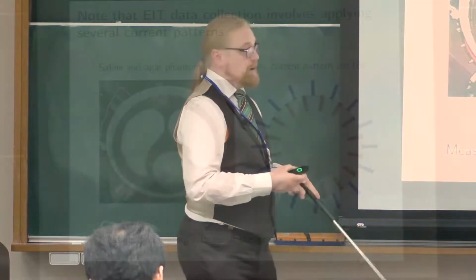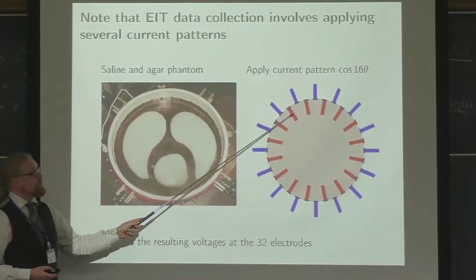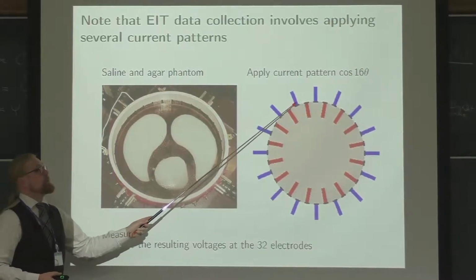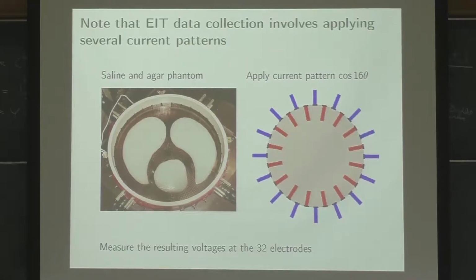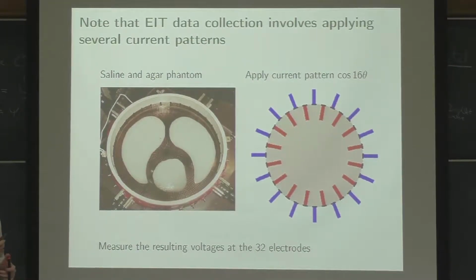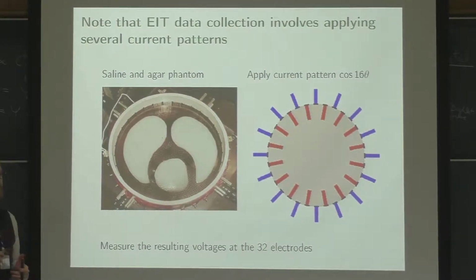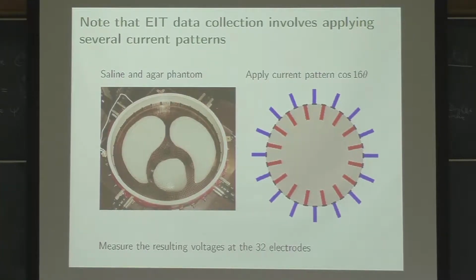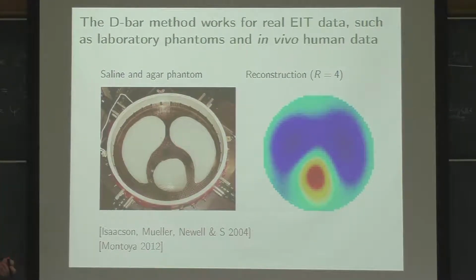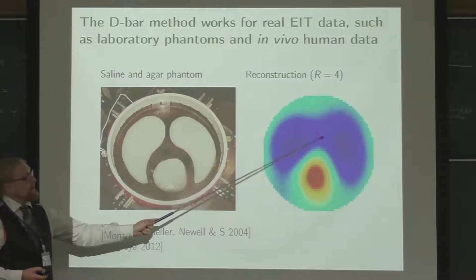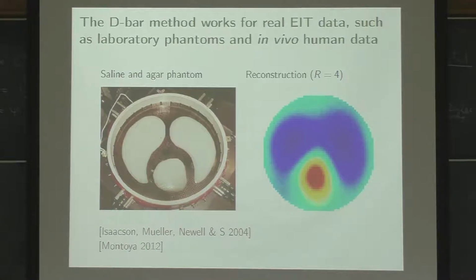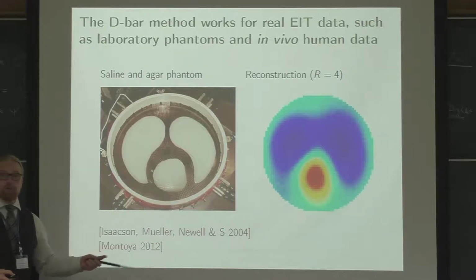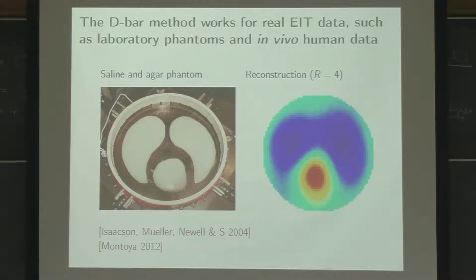And all of this data, the knowledge of which current pattern and the resulting voltages at the electrodes, all of this information is the data. Of course, in some other situations they are different, but here in this talk we think of collecting such data. And then the idea is to calculate a reconstruction of the electrical conductivity inside. Here's an example of the so-called D-bar method, which will be maybe the main role in my course.